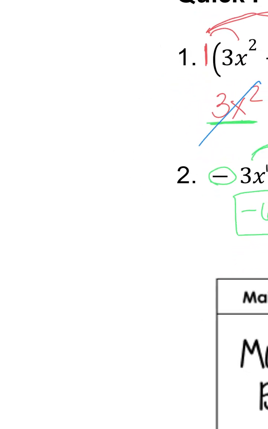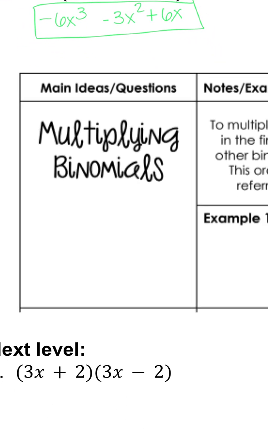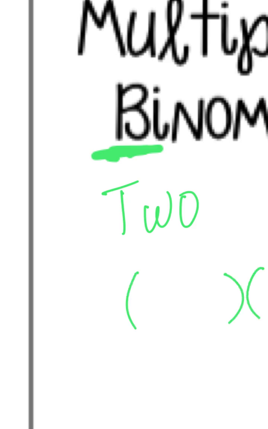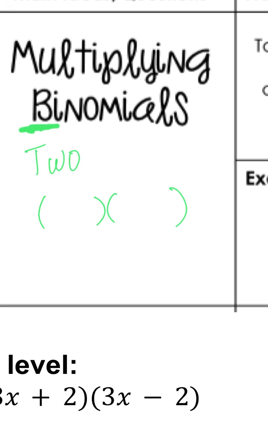Okay, let's go to this next part right here, multiplying binomials. Remember, what does bi mean, by the way? It's the root word. It means two. So basically with a binomial, you are going to have two parentheses. It's going to look something like this. Two groups, you're multiplying two terms by two terms. So go ahead and look at those examples.